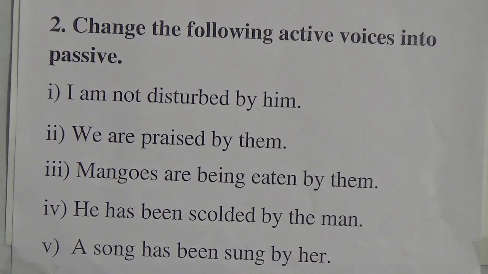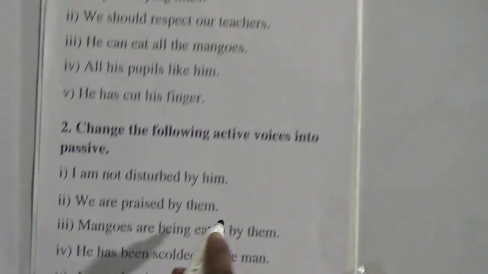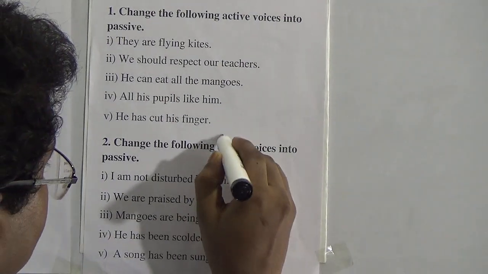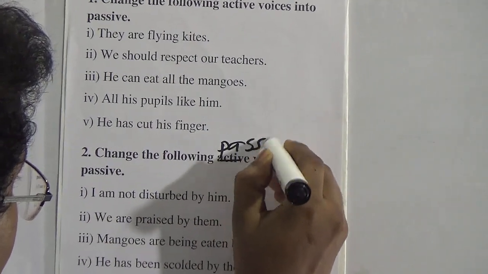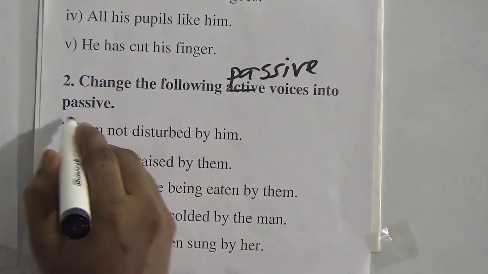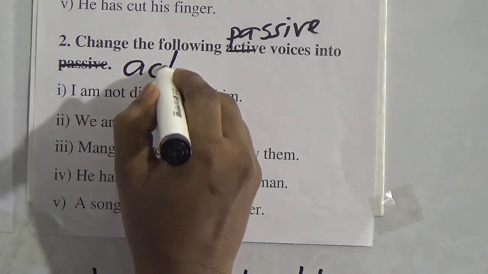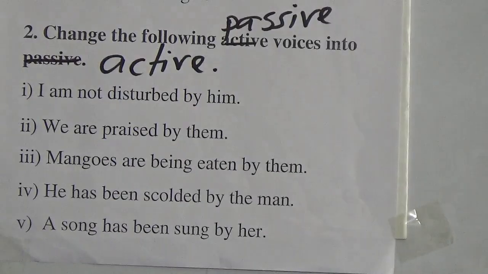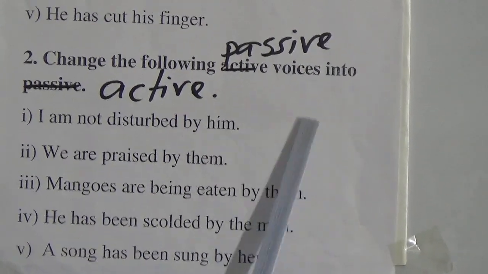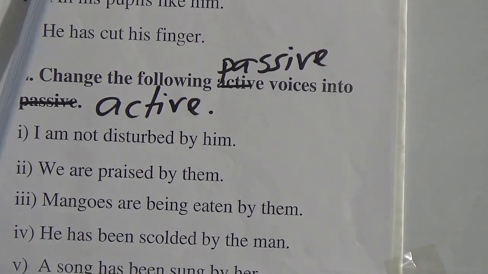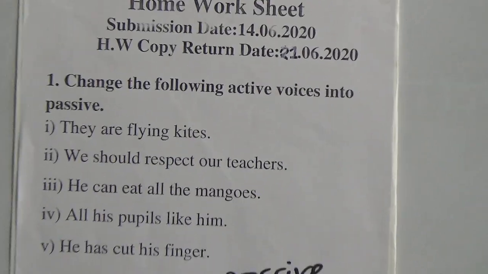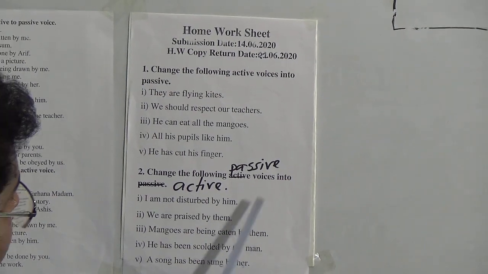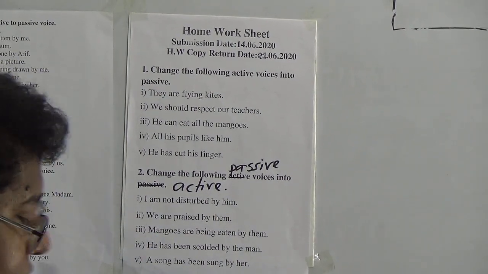So there is a correction, please. The following will be passive voices. Passive voices you will change into active. So the correction: change the following passive voices into active. You will change active voice from passive, and these are passive voices. You will make them active voices.